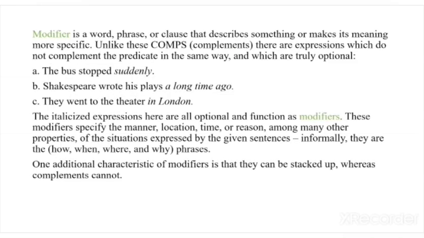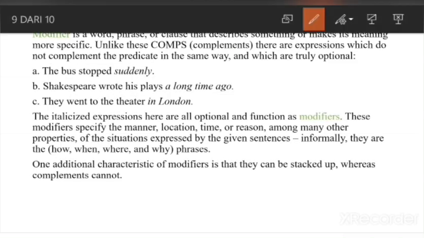For example, the bus stopped suddenly. Shakespeare wrote his plays a long time ago. They went to the theater in London. The italicized expressions here are all optional and function as modifiers. These modifiers specify the manner, location, time, or reason, among many other properties of the situation expressed by the given sentence. Informally, they are the how, when, where, and why.